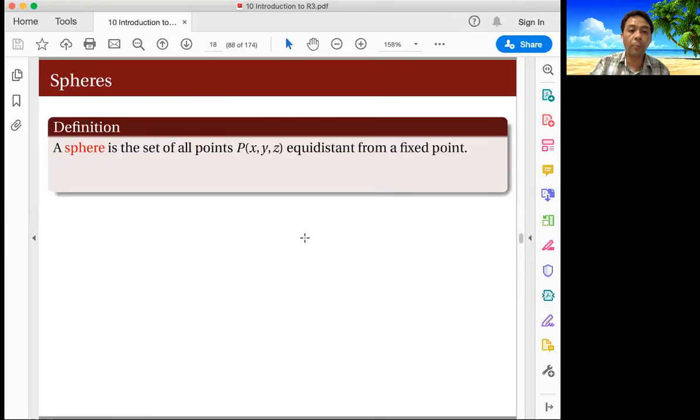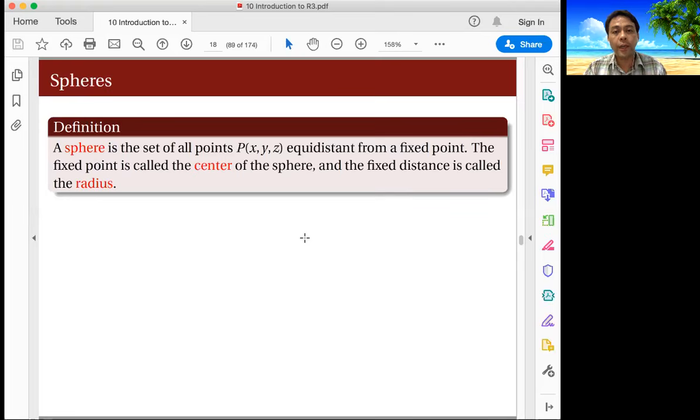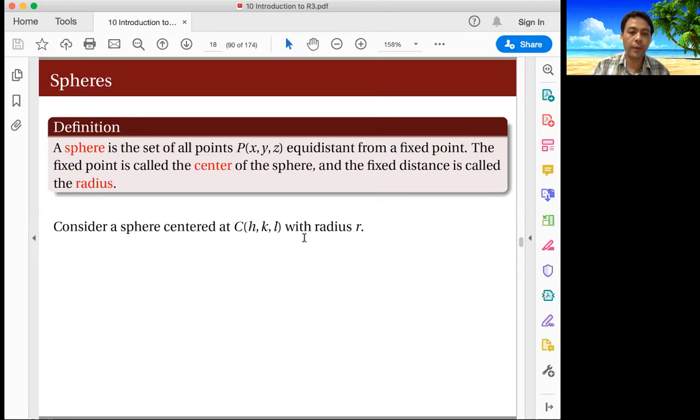Now let's go to another topic. Let's define a sphere in three-dimensional space. Recall the equation of a circle. In two-dimensional space, a circle is the set of points equidistant from a fixed point. In three-dimensional space, the set of points equidistant from a fixed point is called a sphere. The fixed point is the center, and the distance of the points from the center is called the radius. Now, suppose that we have a sphere with center C, coordinates (h, k, l), and with radius r. What will be the equation of the sphere?